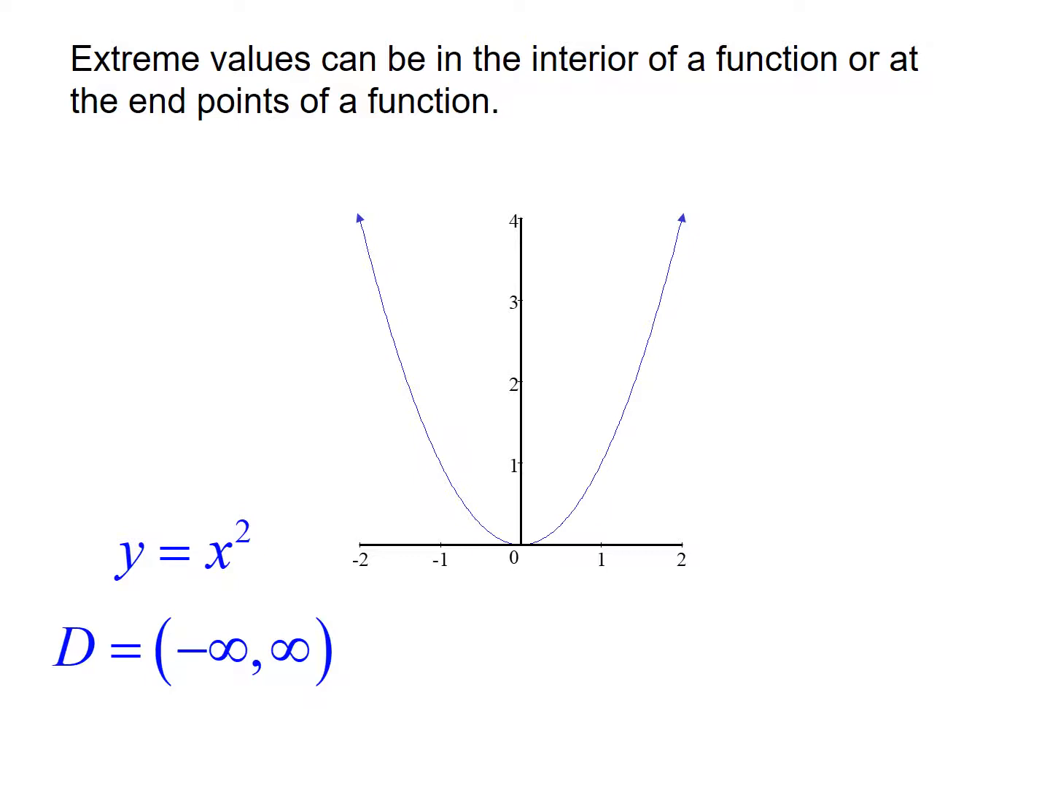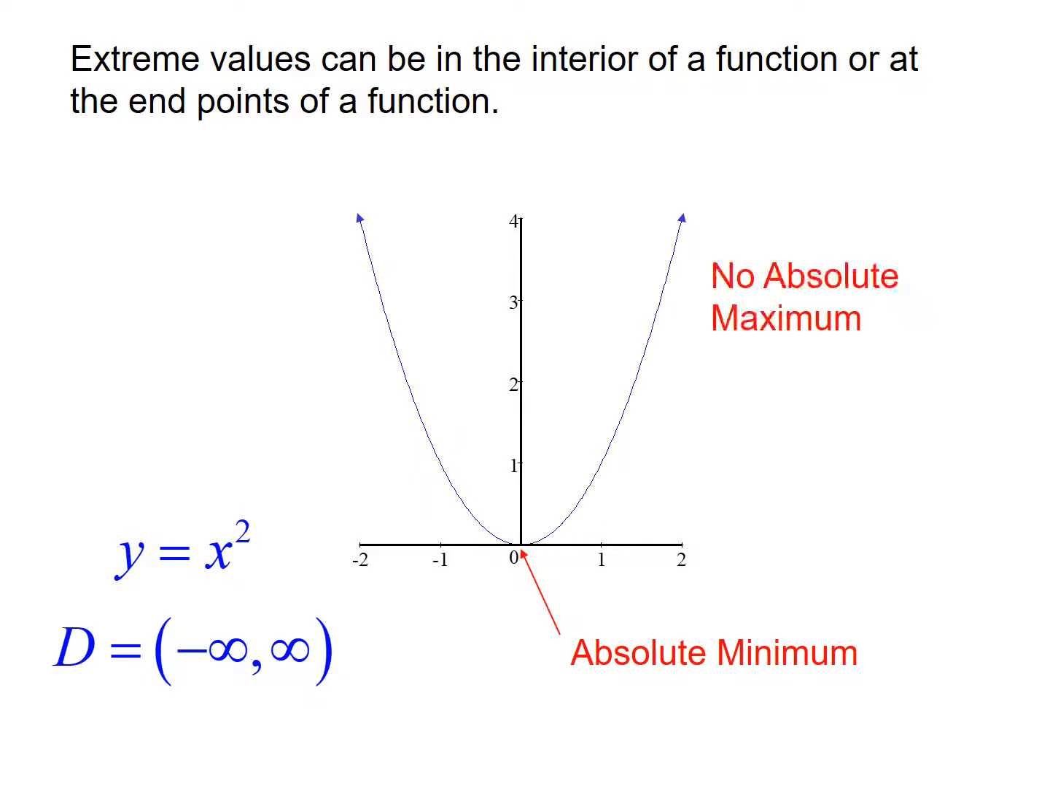Okay, let's just take a look at what this can look like on a graph. So here's y equals x squared from negative infinity to infinity. Absolute minimum right there at 0, 0. There are no absolute maximum values because this function continues upward without bound.